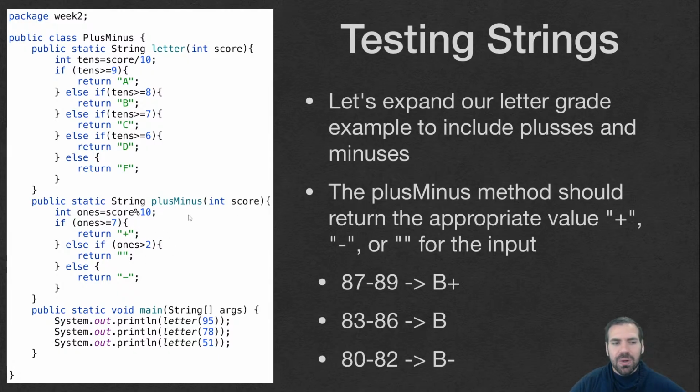So we give it a score. It's going to check the ones digit. We're going to use modulo 10 to get just the ones digit. We're going to check if that digit is greater than or equal to 7. So if it's 7, 8, or 9, give it a plus. If it's greater than 2, but this assertion failed, so if it's 3, 4, 5, or 6, there's no modifier. And otherwise, it should be a 0, 1, or 2. We're going to give it a minus.